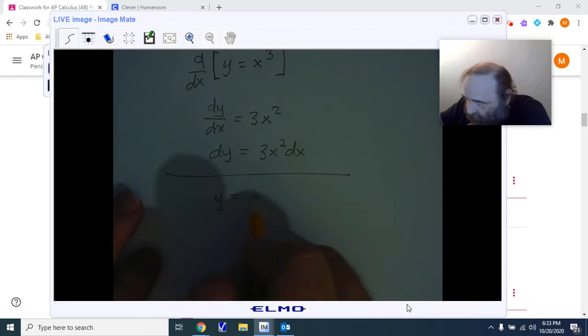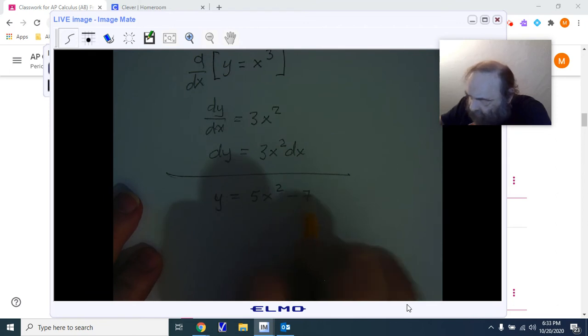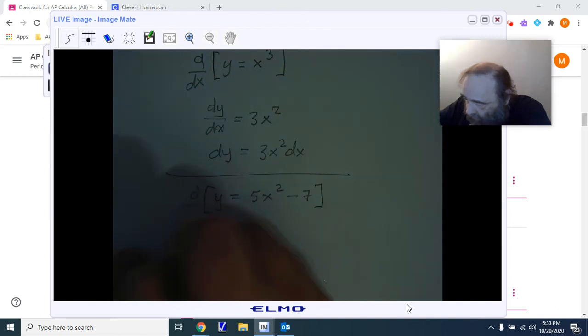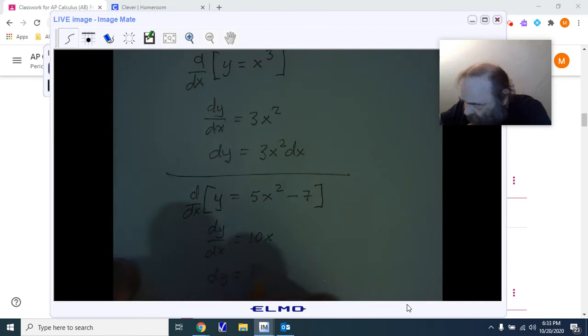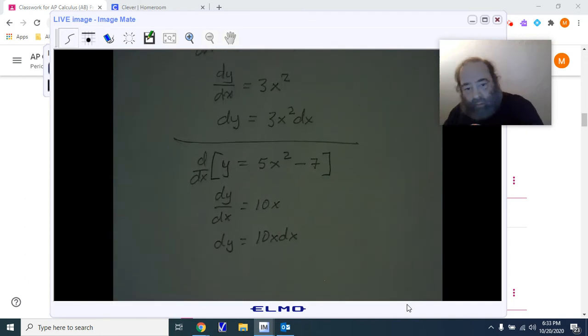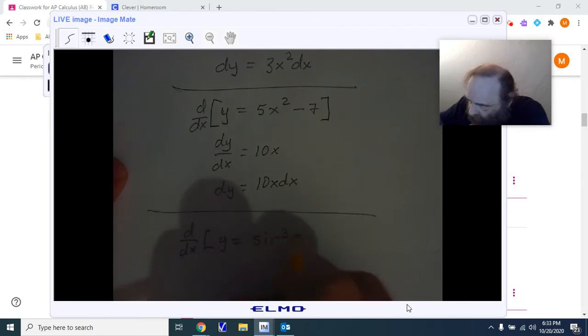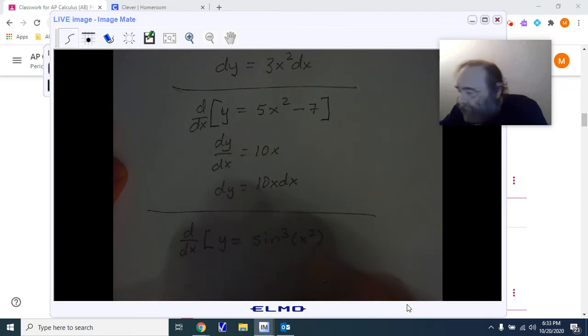If y equals 5x squared minus 7, just made that up. dy/dx is equal to 10x, so dy is 10x dx, our differential. All right, let's take something a little bit more complicated. Let's take the derivative of y equals sine cubed of x squared.